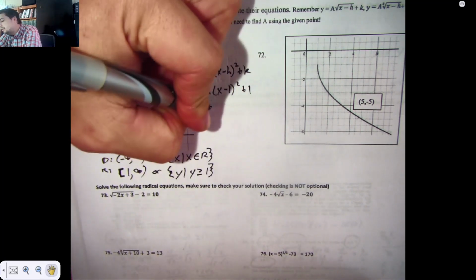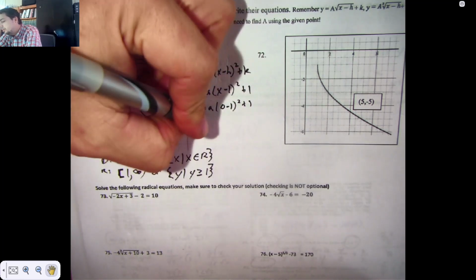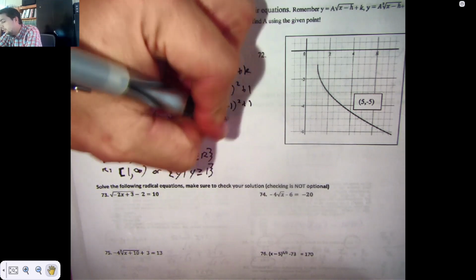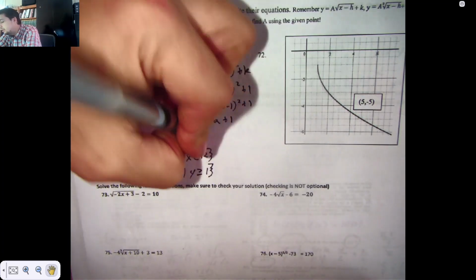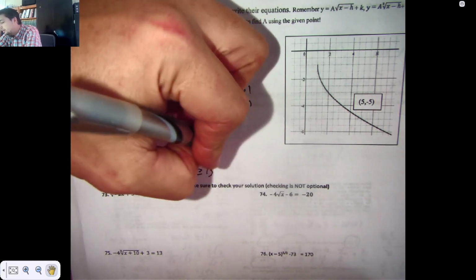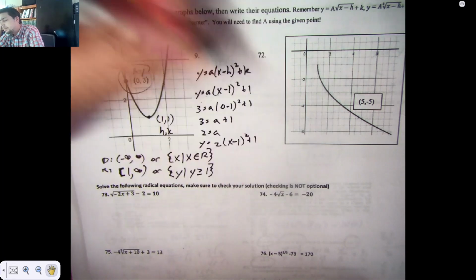So 3 is a times 0 minus 1 squared plus 1. You do a little math. A negative 1 squared is 1. So just 1a plus 1. You take away the 1, you get a 2. And your a value is 2. So here's your equation. Y is twice x minus 1 squared plus 1.